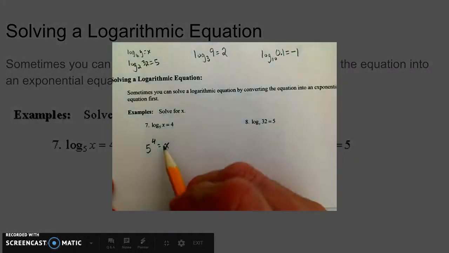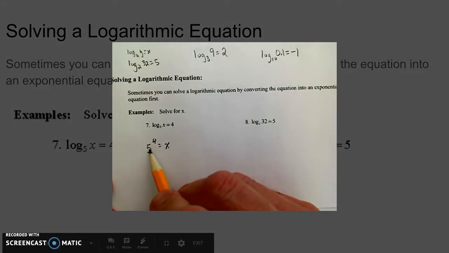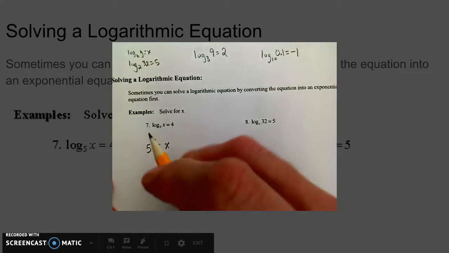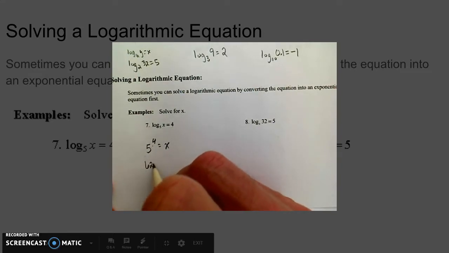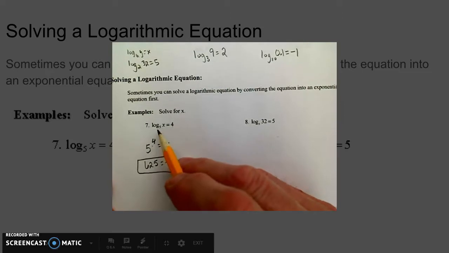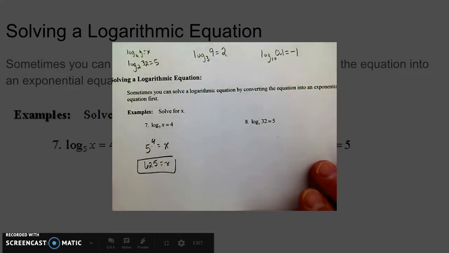So 5 to the 4th equals x. Well, 5 to the 4th: 5 times 5 is 25, times 5 again, 125, times 5 again, 625. So the log base 5 of 625 equals 4.